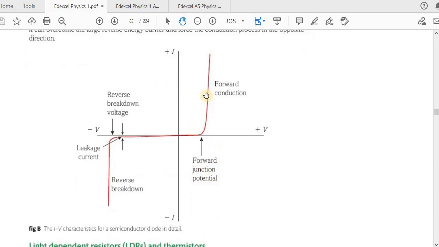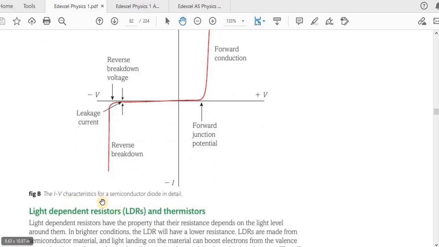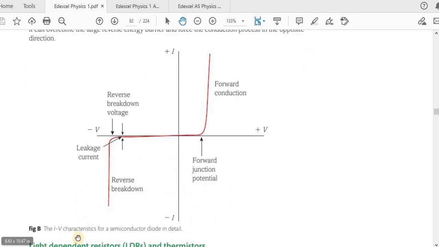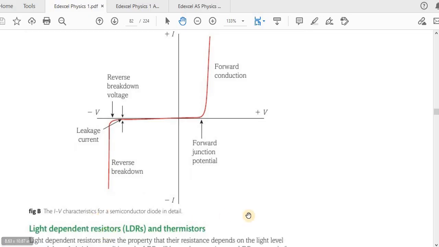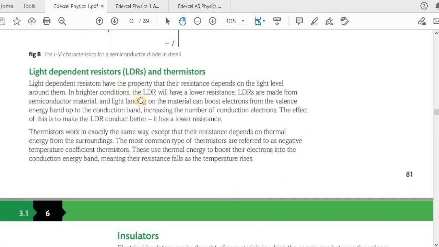Forward junction potential, forward conduction, reverse breakdown voltage. So after this it starts conducting. So leakage current, see here, reverse breakdown voltage, that is this, and after that it starts conducting. Now here this is the leakage current. So after that the current starts flowing, and then after this value, the reverse breakdown voltage, it starts conducting. The IV characteristic, or in other words the IV graph, is what we call the IV characteristic for a semiconductor diode in detail.